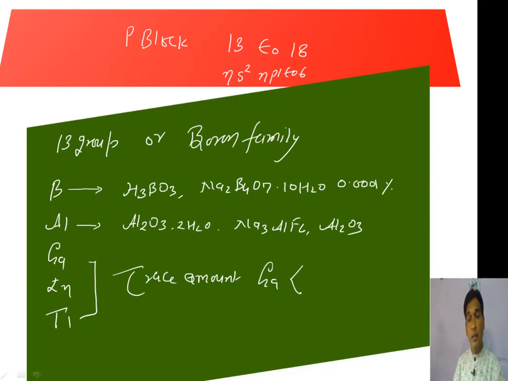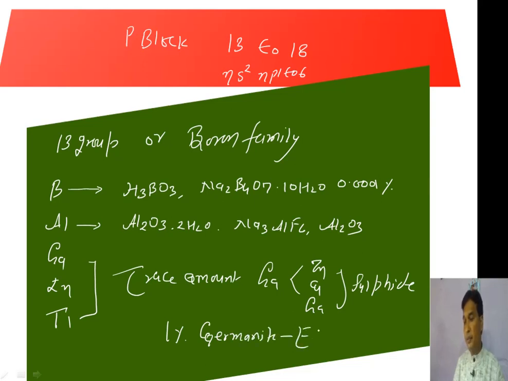Gallium occurs in zinc, copper and germanium sulfide ores, and almost 1% gallium occurs in germanite. Germanite is a mineral of zinc, copper, germanium and arsenic. It means gallium, indium and thallium occur in trace amounts. The maximum occurrence in nature is aluminium, in the form of bauxite, cryolite and corundum.